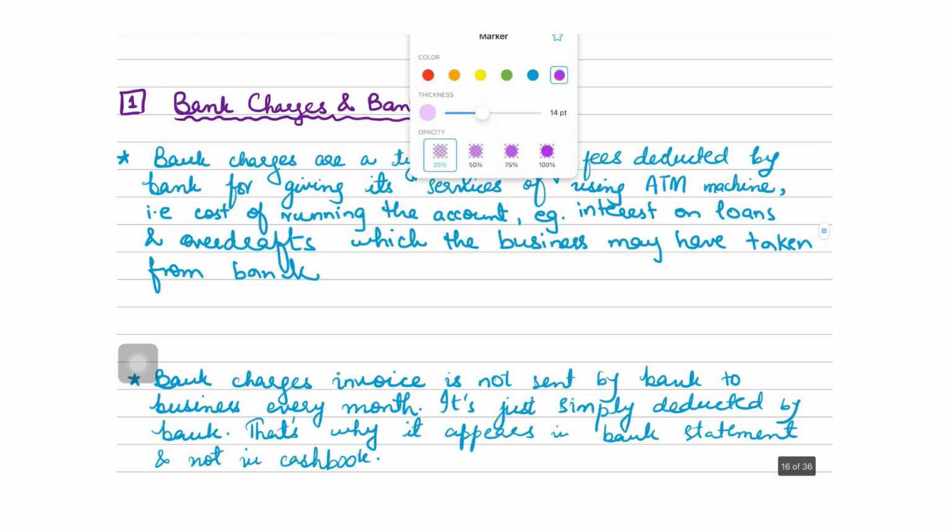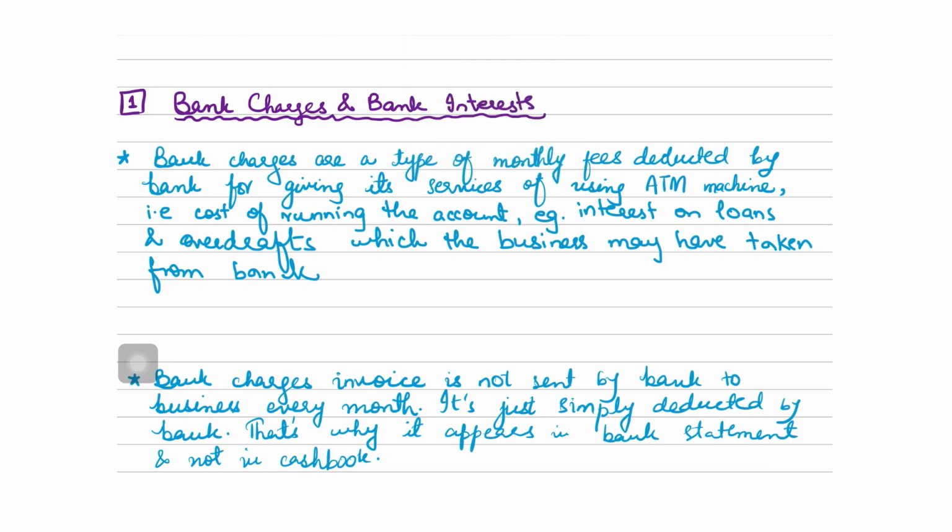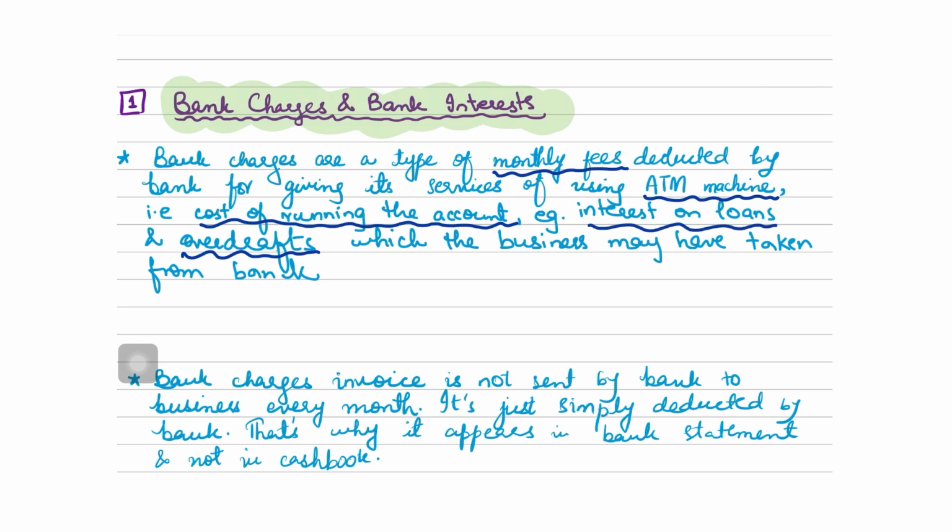The first one is the presence of bank charges and bank interest. Now these will be found in the bank statement. What are they? Bank charges or bank interest are monthly fees deducted by the bank, and the business is not notified every time the bank deducts this amount because it is recurring in nature. It is monthly. For instance, when we use the services of the bank, like the ATM machine, or the cost of running the account, or the cost of finding out the bank balance at regular intervals. Similarly, if you have taken a loan, the loan interest or the interest on overdraft is deducted by the bank directly.